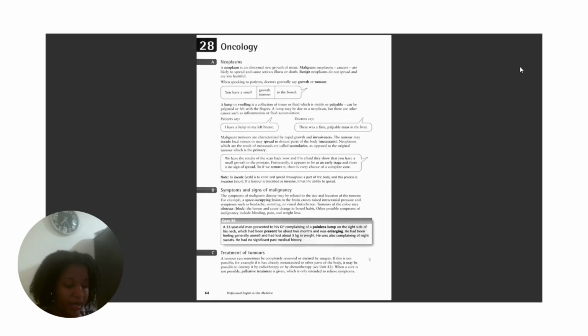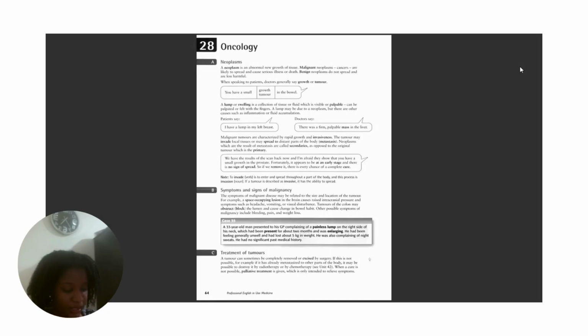Malignant tumors are characterized by rapid growth and invasiveness. The tumors may invade local tissue or may spread to distant parts of the body. Metastasis. Neoplasms which are results of metastasis are called secondaries, as opposed to the original tumor, which is the primary.